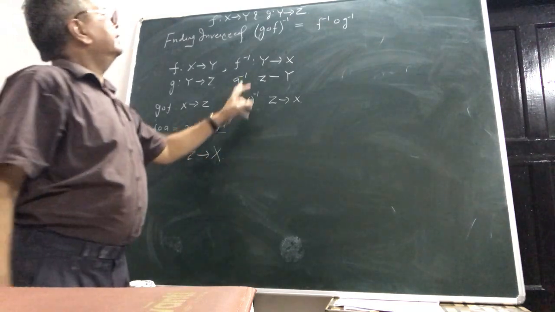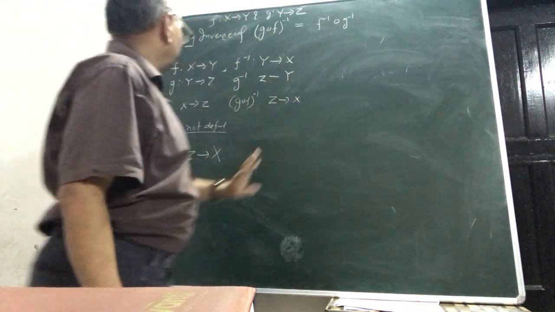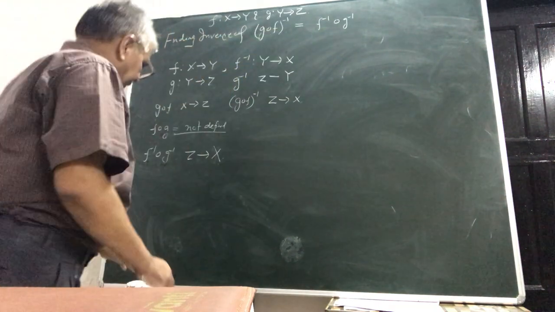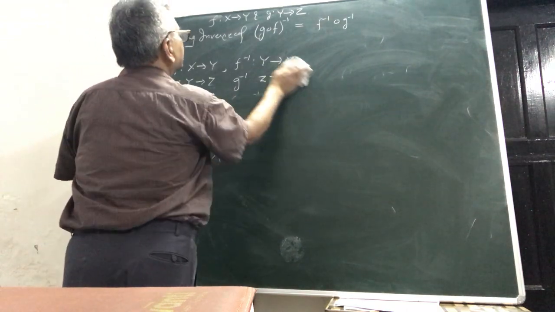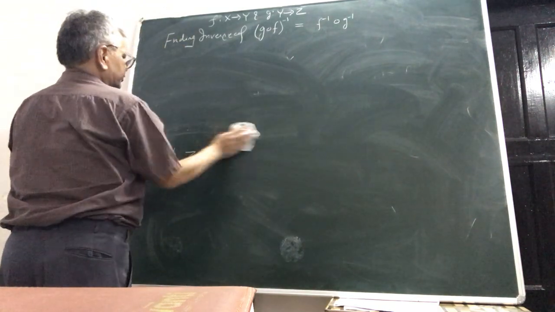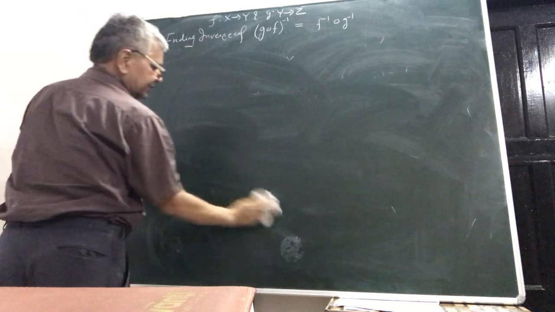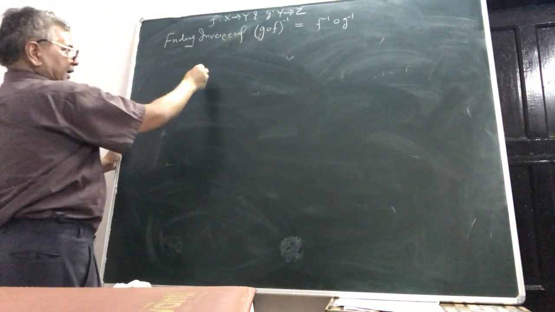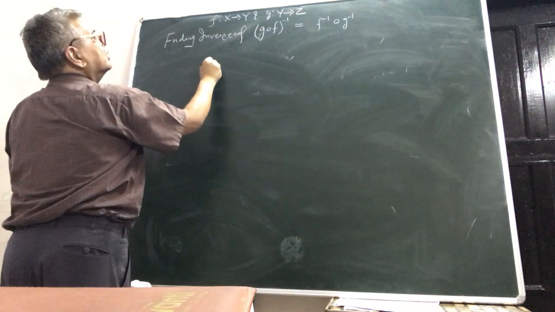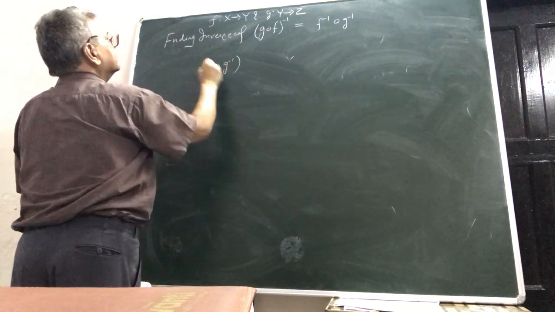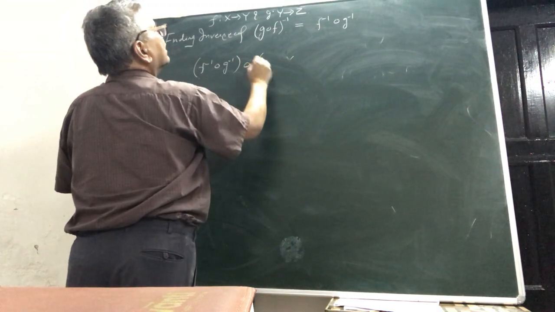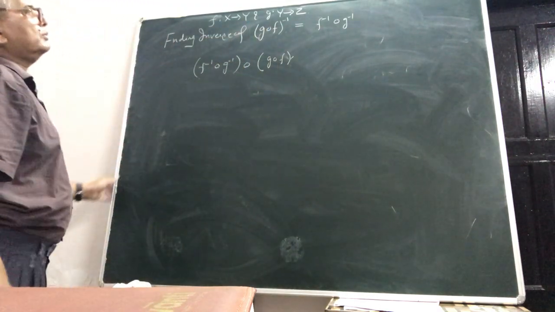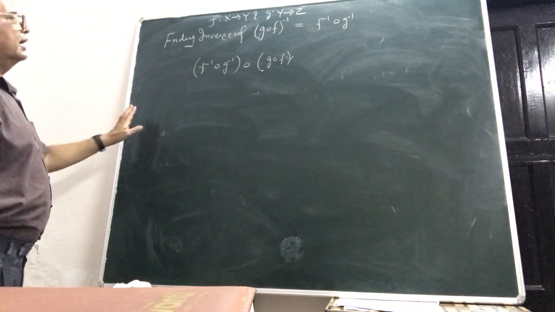So please see that in here both the mappings are going from Z to X, from Z to X both ways. Now let us prove if they are inverse, then what should happen? If at all they are inverse, then what should happen? Then we will first prove what G o F inverse should be. Please see, we have earlier seen.